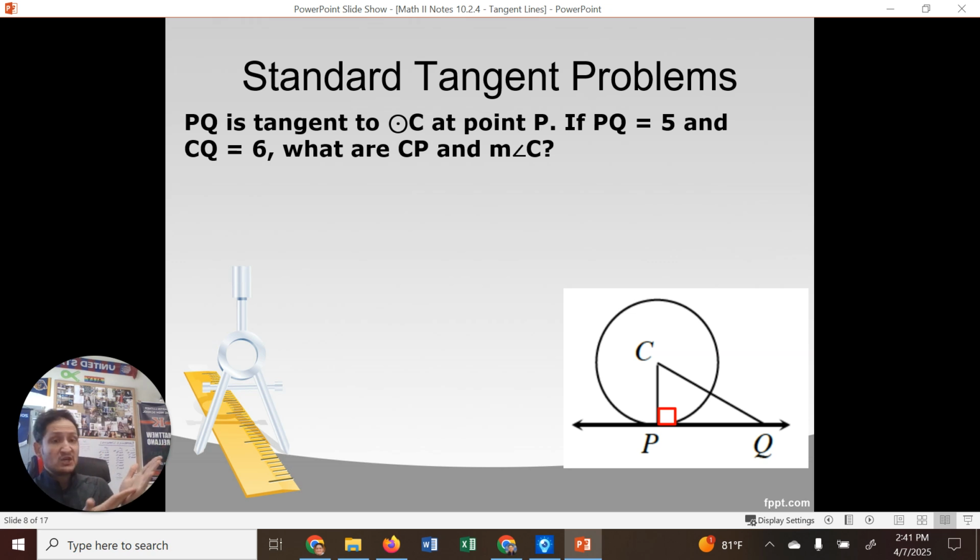So I'm told PQ, the leg on the bottom, is 5. I'm told CQ, the hypotenuse portion, is 6. I'm asked to find CP, one leg of the right triangle, and then the measure of angle C. Okay, so again, tangent, right triangle, right off the bat. Only thing we really need to talk about is, this is a Pythagorean theorem problem.